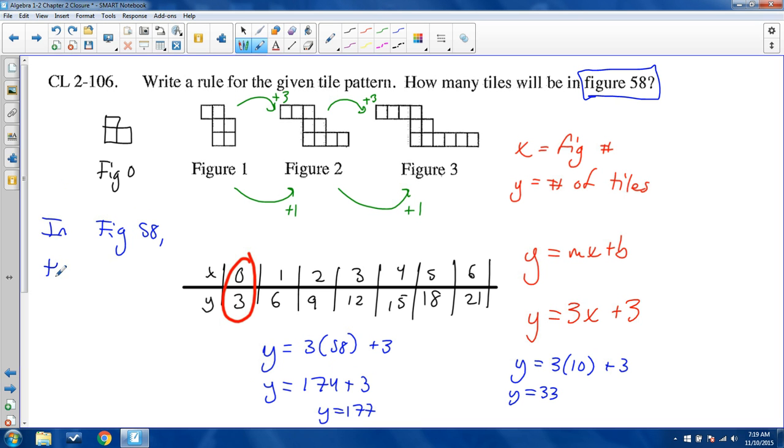In figure 58, I'll write it over here, there are 177 tiles. Now that image would look like, it would go long like that because, as you notice, we keep adding tiles this way and this way, so it would just get longer. And this one adds 2 each time, this one adds 1 each time. So it would be just this nice long looking thing.